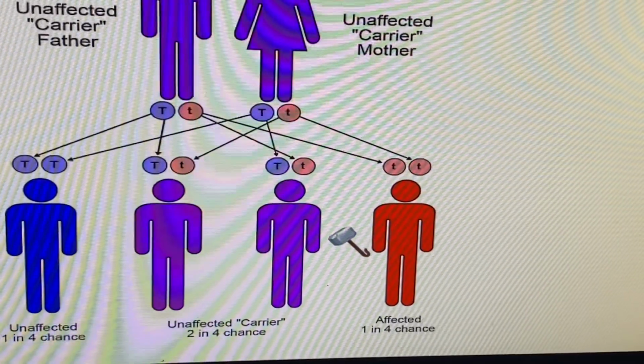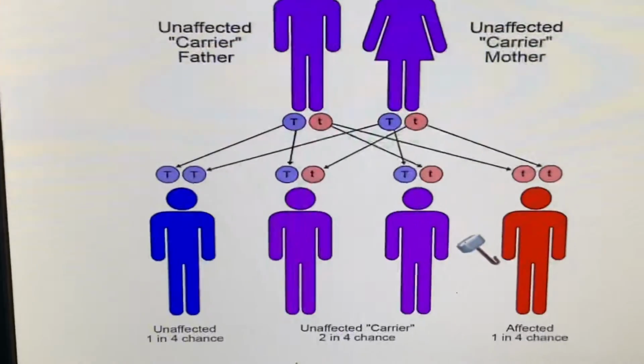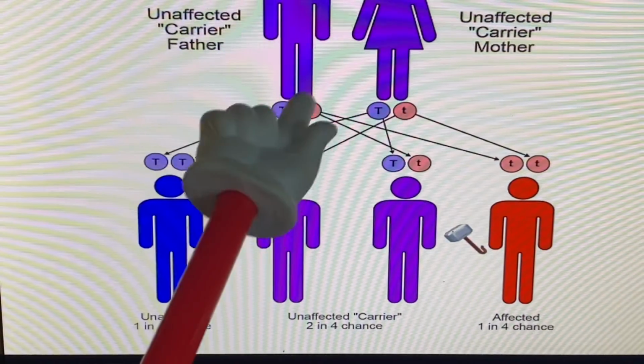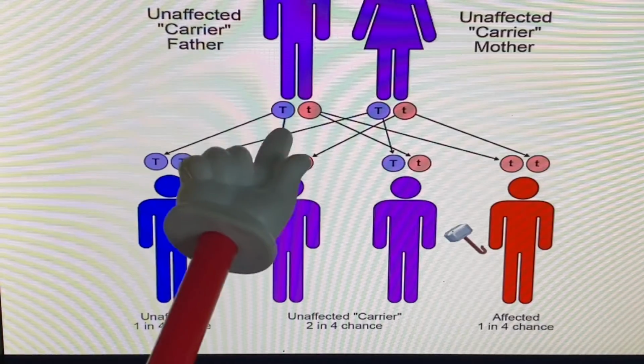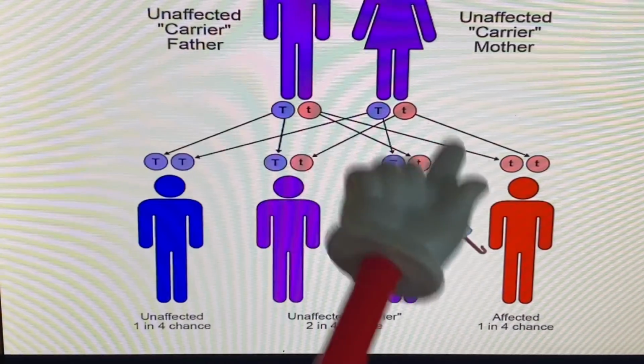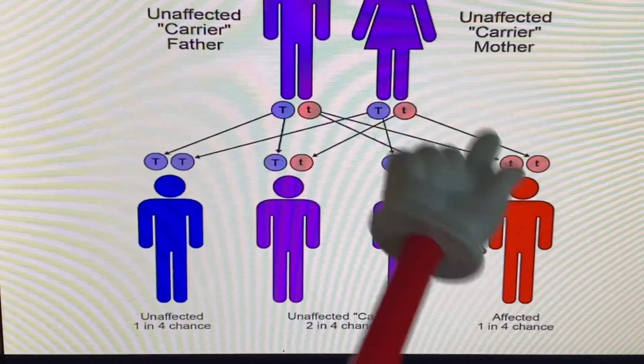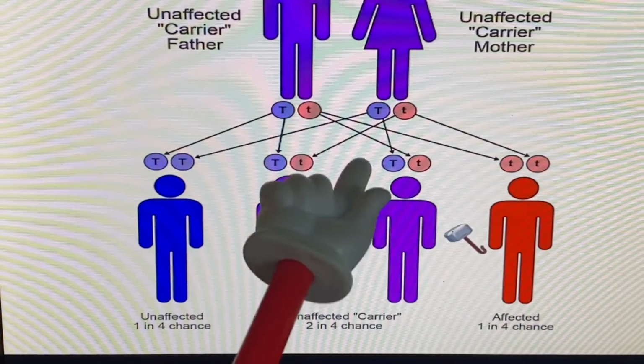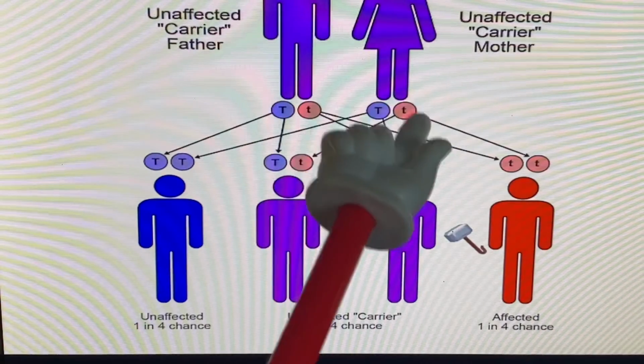Again, we call those folks who have one copy of the lethal allele carriers. Carriers, right? They don't express that allele, but they're carrying it, which means there's a chance they could pass it on to their offspring. Right? Only one combination, right?